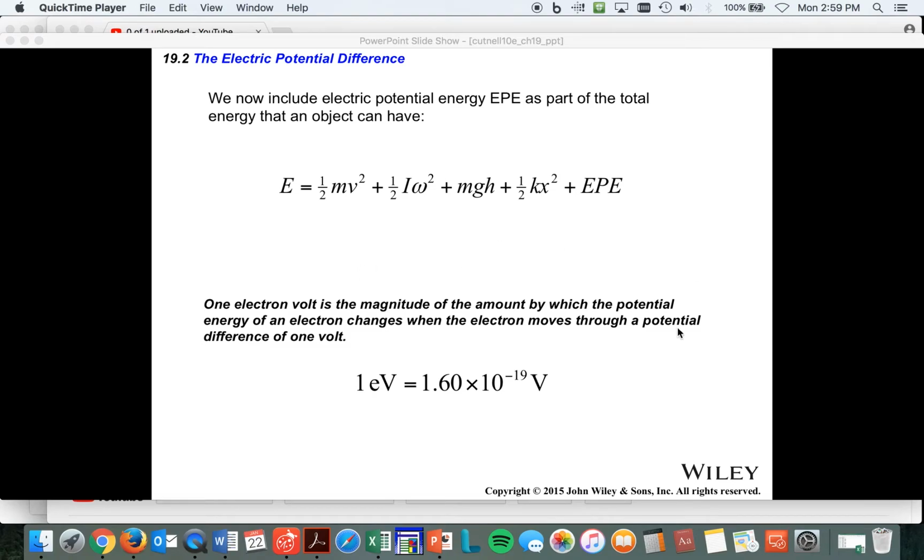Whoa, look at all this energy we've got now. We've got kinetic energy, 1/2 mv squared. We've got rotational energy. We've got gravitational potential energy. Remember this guy? Elastic potential energy. Now we have this crazy electric potential energy. And then here's another way that we measure energy, especially in high energy labs, even though that's a very small voltage there.